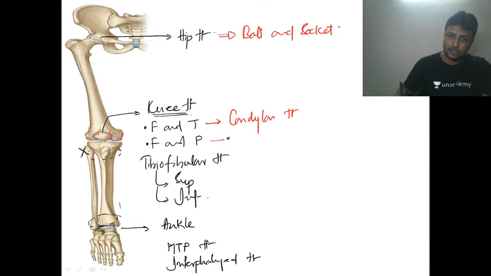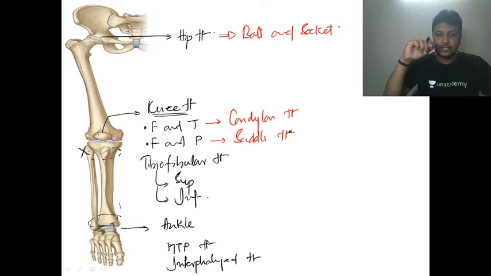And between the femur and patella, that will be a saddle variety, guys, saddle joint. Okay? Femur and patella, that is a saddle joint structurally. In some of the books, this is also included under the plane variety, the plane joint also. But remember, that is functionally.